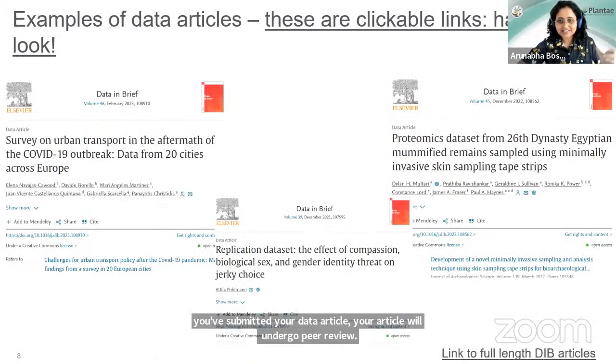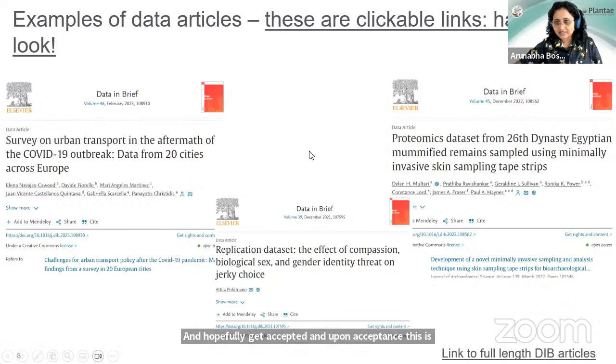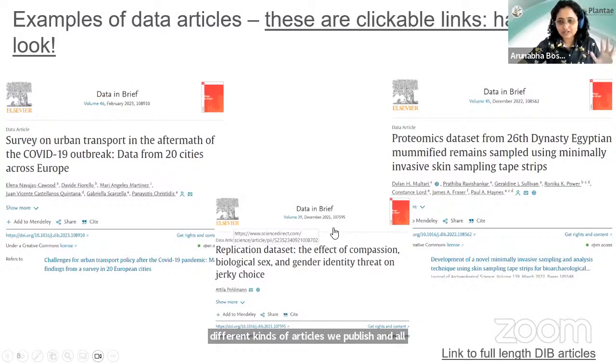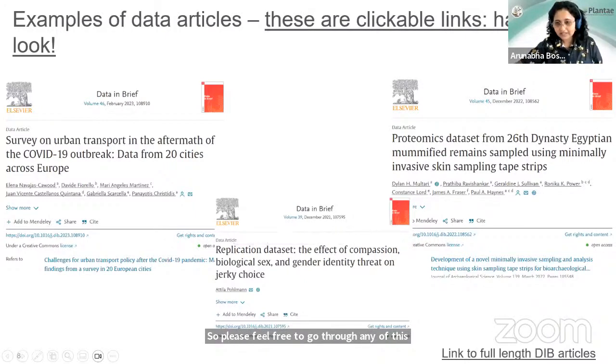And upon acceptance, I've just added a few screenshots of a few articles that we've had to give you an idea of the different kinds of articles we publish. And all of these are clickable links. So please feel free to go through any of this if you find it interesting. I've also added a link to other full-length articles that we have.